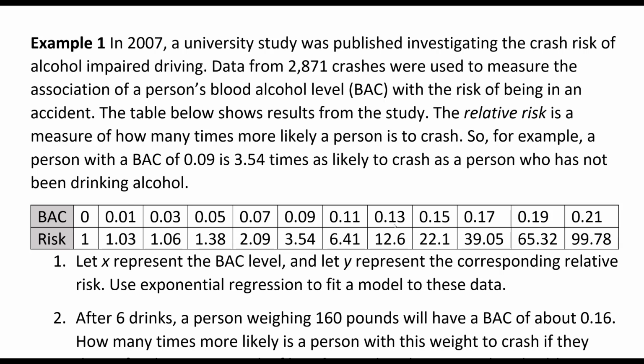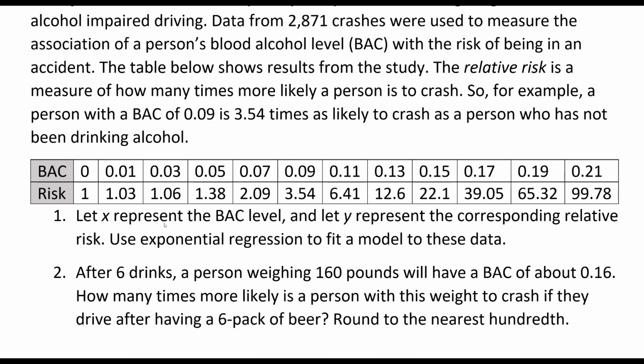So you look at the data here. It's in this table. Pretty interesting. So if your blood alcohol level is 0.21, first of all, you're getting close to alcohol poisoning, and you're almost 100 times more likely to get in an accident than if you had not been drinking at all. So let X represent the blood alcohol level, let Y represent the corresponding relative risk. Use exponential regression to fit the model to these data.